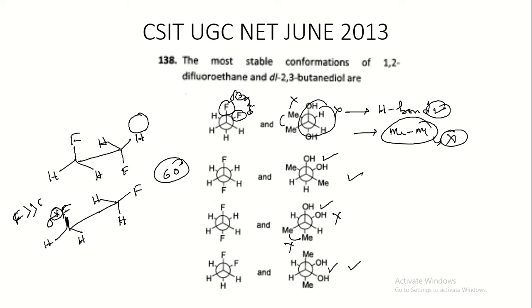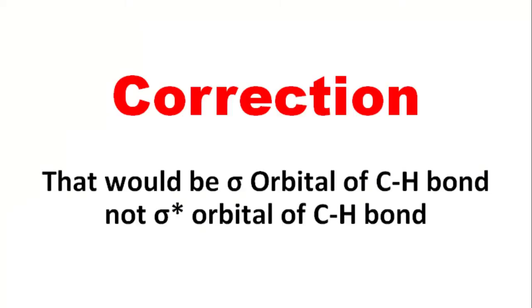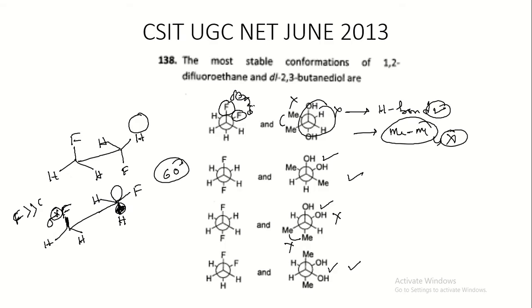So the donation from the sigma orbital of this CH bond to this sigma star orbital will be very much favored. There is an electron donation from the sigma to the sigma star of CF, which will be very much favored if they are anti to each other, the CF bond and the CH bond. Then the orbital overlap will be maximized.